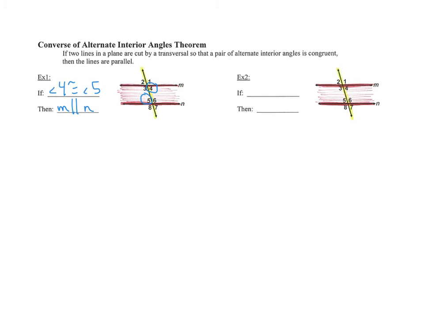And another pair of alternate interior angles, another example. If I'm given this picture and I'm given that angle 3 is congruent to angle 6, then I can conclude by the converse of the alternate interior angles theorem that line M is parallel to line N. Now let's move on to some examples.